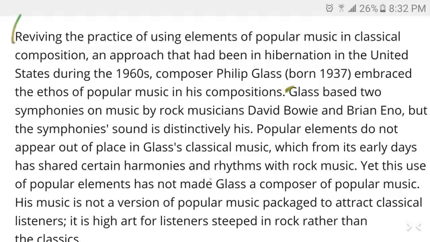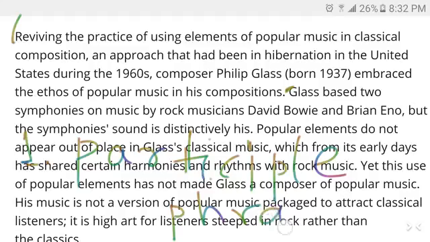First of all, I'm not sure how many of you know about the term participle phrase. A participle phrase modifies the subject. Here the subject is Philip Glass, that's the main subject. I think some of you have already learned it. So the participle phrase modifies Philip Glass.